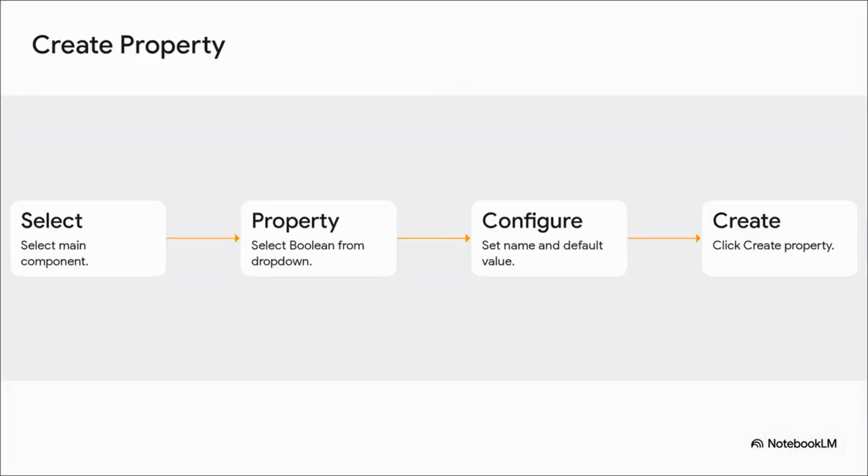So how do we build it? First, select your main component or component set. Next, head over to the right sidebar, click into the Properties section, and choose Boolean right from the dropdown. From there, just give your property a really clear name and set its default value to either true or false. Finally, hit Create Property. Boom, you've now established the rule on the main component.